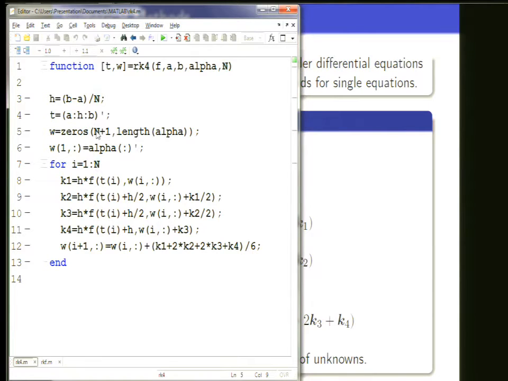This explains why I keep on doing things like W of I, colon. You should know your MATLAB now, that this means grab the entire row I. So whenever you want to talk about the vector Wi and plug it into this equation, you just grab the ith vector here and take it out. It's a 4 by 1 vector, 1 by 4. And you can see that that's what we're doing here. A little bit of MATLAB magic, but it's kind of nice. It means you can plug all that in.